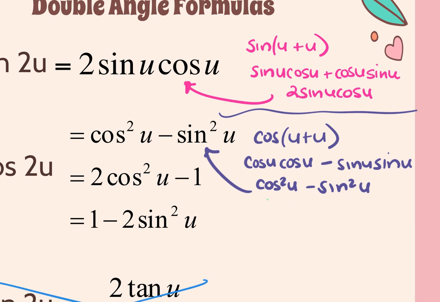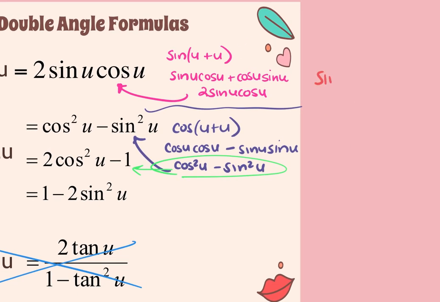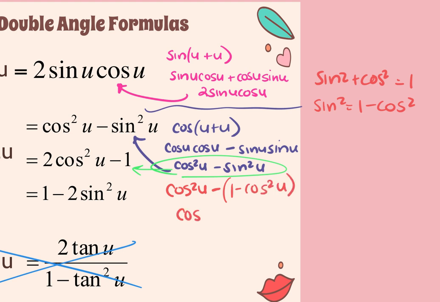Now, how would I get from this guy to this one? Good. Sine squared plus cosine squared equals 1, right? So if I want to replace sine squared, sine squared would equal 1 minus cosine squared. So cosine squared u minus (1 minus cosine squared u) becomes cosine squared u minus 1 plus cosine squared u, which is 2 cosine squared u minus 1. That's the second one.